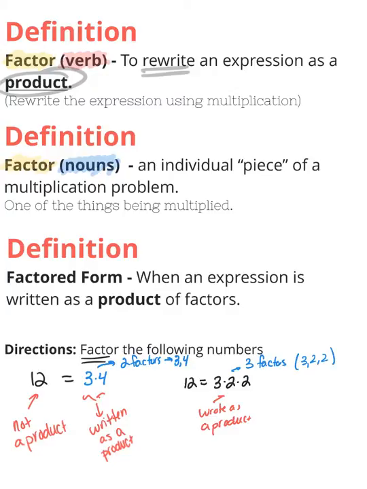The last vocabulary word for today is factored form. Factored form is what it looks like when we rewrote it as a product. So 12, if we wrote it in factored form, could be something like 3 times 4. Another factored form could be 3 times 2 times 2. So in this case, for the number 12, there's more than one factored form.